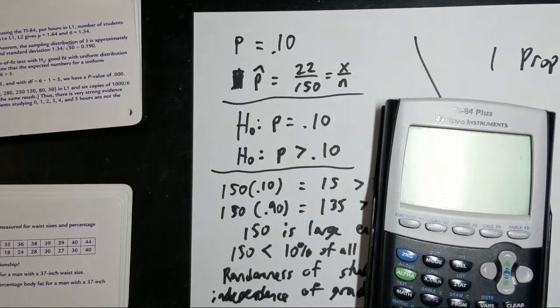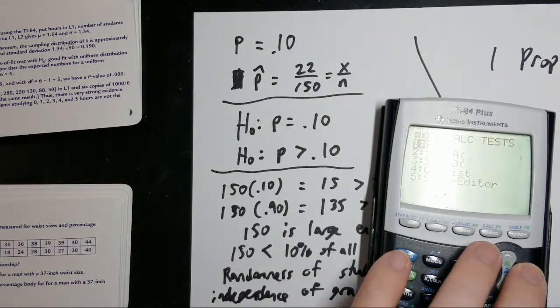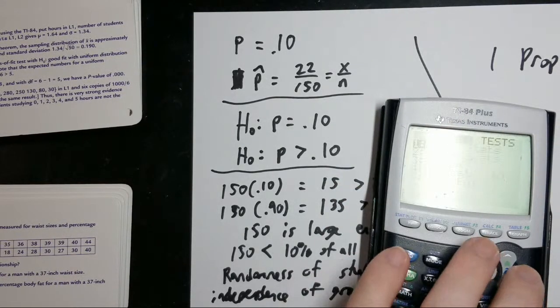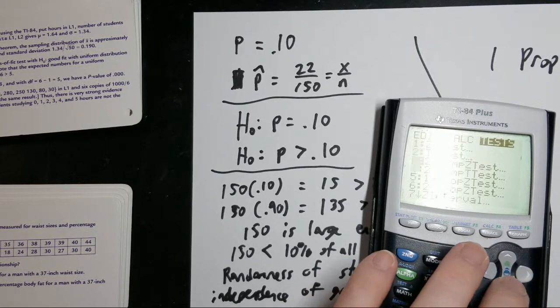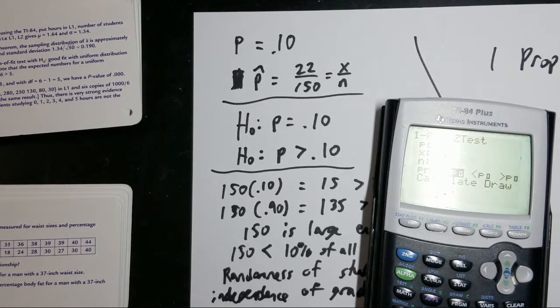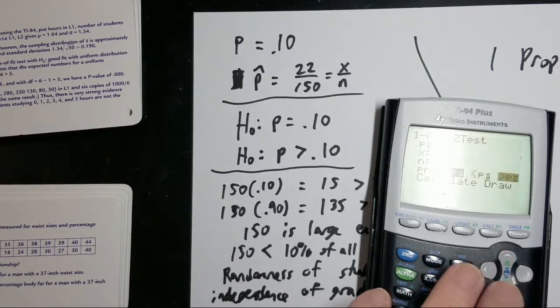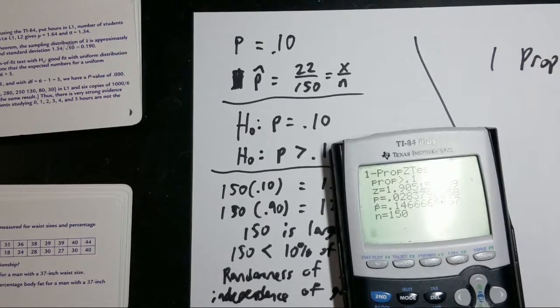Obviously, if you have the calculator, fair game. If you don't have the calculator, there are other resources that you can use, as we've talked about. 10%, 22 out of 150, alternate being greater than. Calculate that thing out. We get a p-value of 0.028.